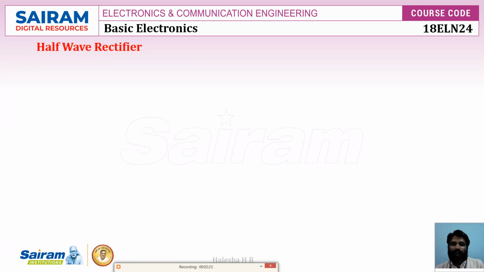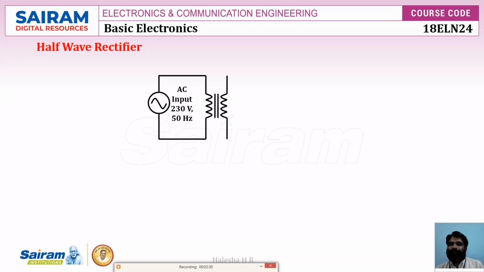So first we'll see the half wave rectifier. Here we use a step down transformer, and an AC input of 230 volt 50 Hz is applied to the primary of the transformer. The secondary voltage is applied to the diode anode terminal, and to the cathode terminal, and then to the other end of the secondary we connect one load resistor. This is a half wave rectifier.